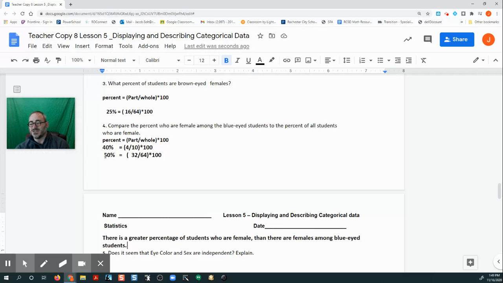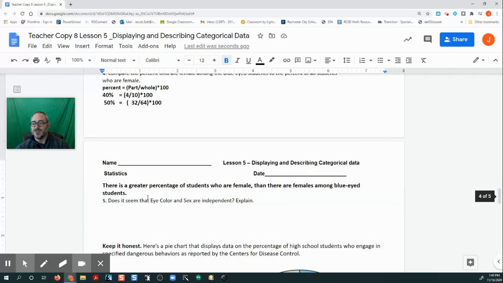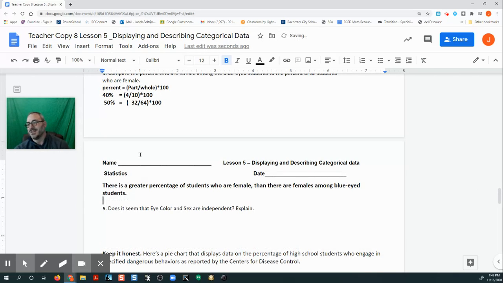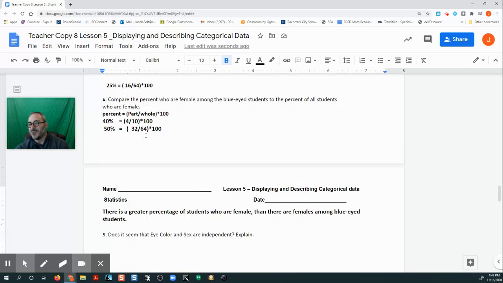The percentage of students that are female is 50%. The percentage of females among blue-eyed students is 40%. So there's a greater percentage of students that are female than, yeah. Okay, I think we've got that, right? Hopefully. Number 5 asks an even more difficult question. Does it seem that eye color and sex are independent?